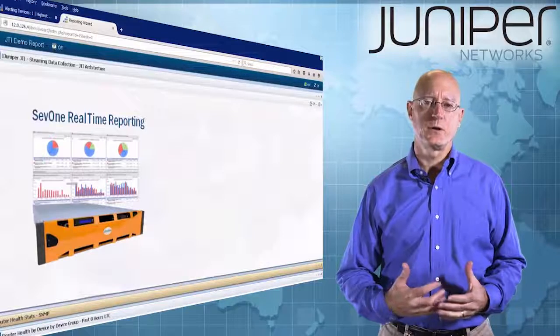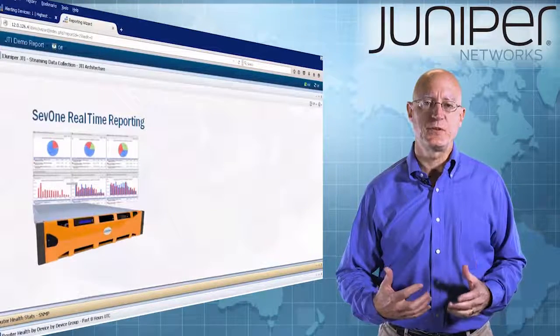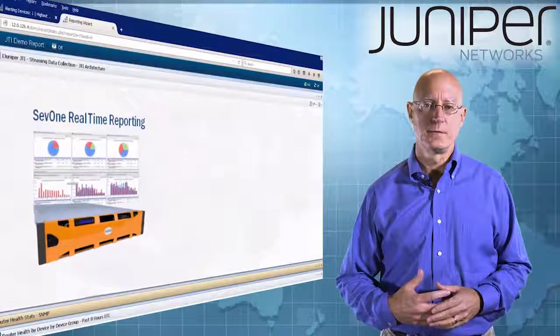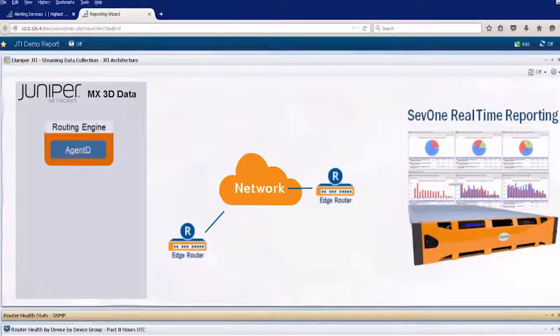And today we're going to talk a little bit about Junos telemetry interface streaming statistics into the Sub1 product. On the screen you'll see here the MX router and an architecture that's put together that allows us to grab data in a couple of different ways. The first and traditional way is using SNMP.